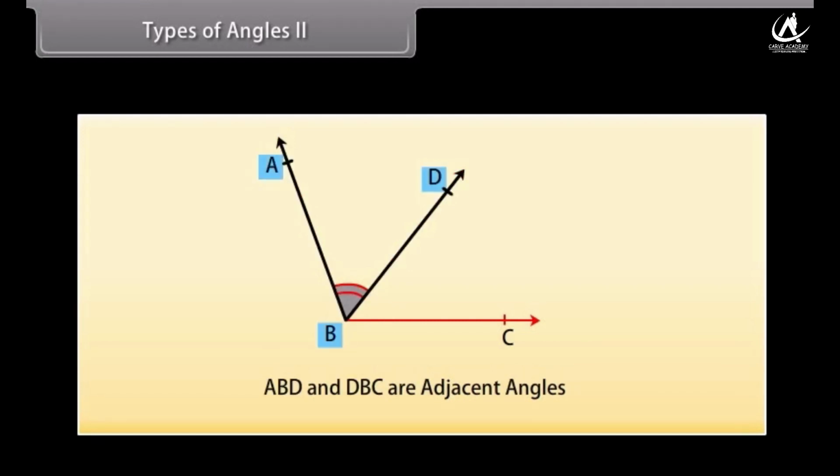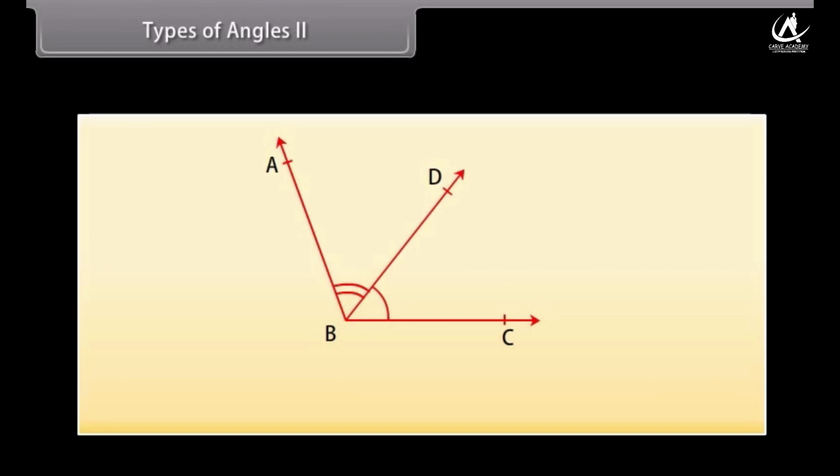Here ABD and DBC are adjacent angles. Ray BD is their common arm and point B is their common vertex. Ray BA and ray BC are non-common arms. Also, when 2 angles are adjacent, then their sum is always equal to the angle formed by the 2 non-common arms. So we can write angle ABC is equal to angle ABD plus angle DBC.